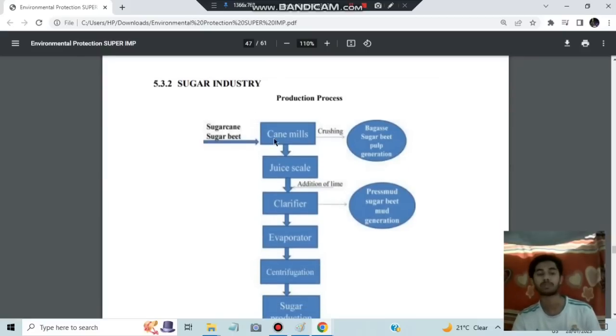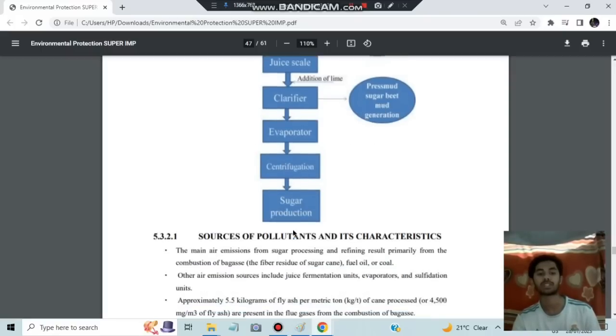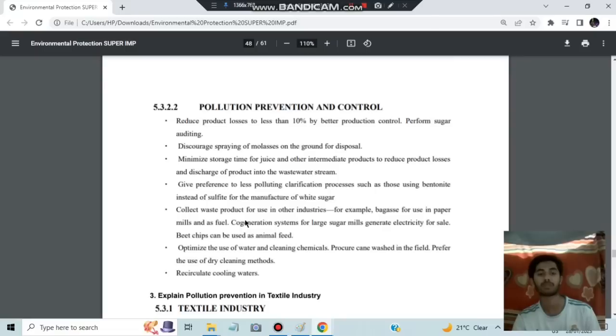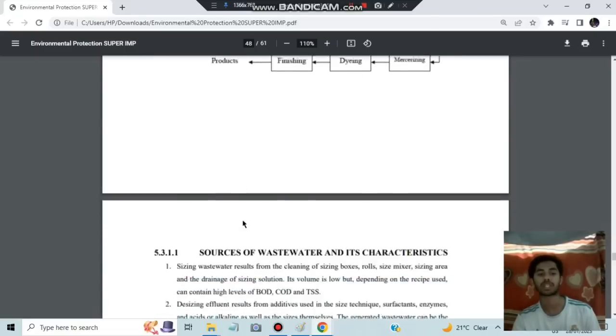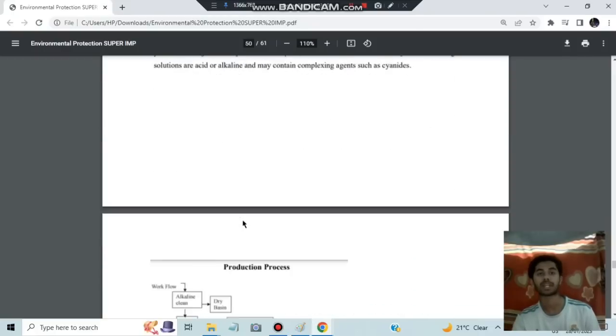Sugar industry also the same thing: cane mill, juice scale clarifier, evaporator, centrifugation, sugar production. Some of the wastes that are getting produced here and here. What are its sources? It's given here. Go through it, and then we have some pollution also. Same goes for the textile industry and electroplating and the tanning industry as well.